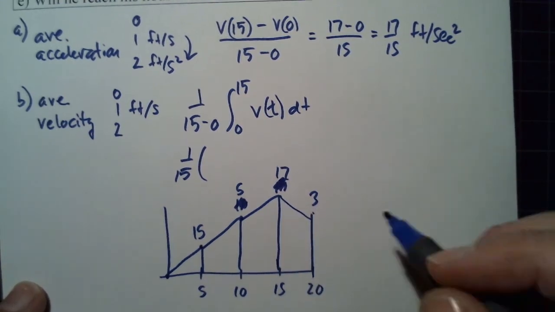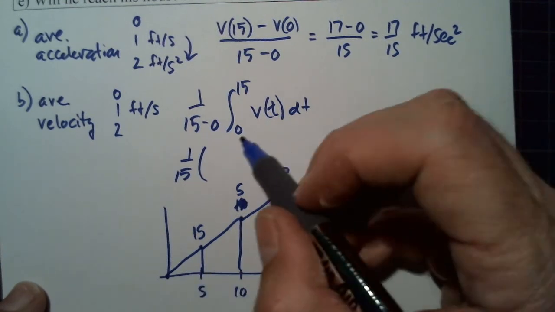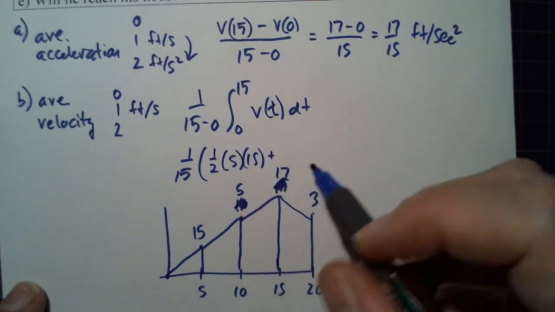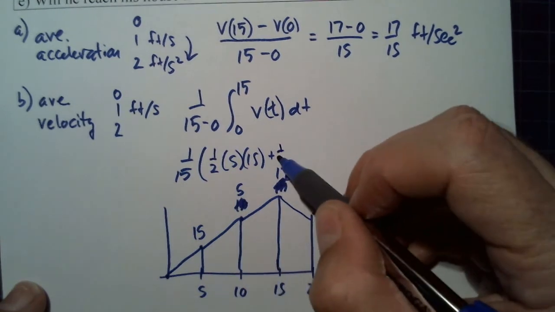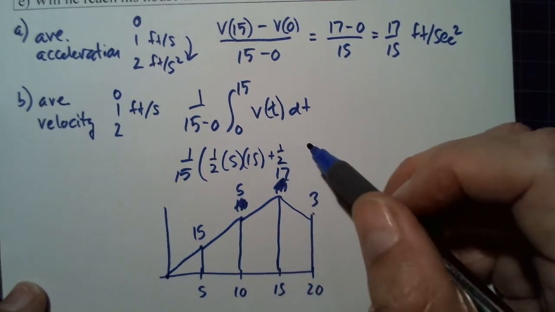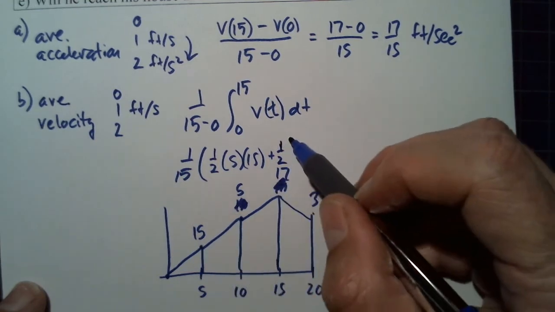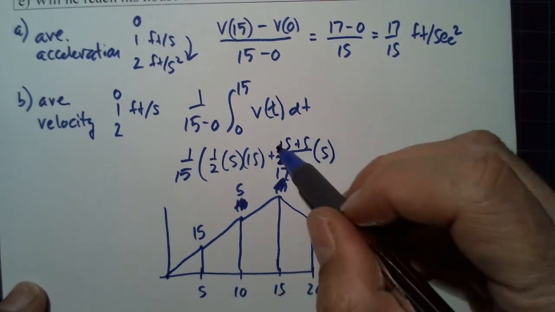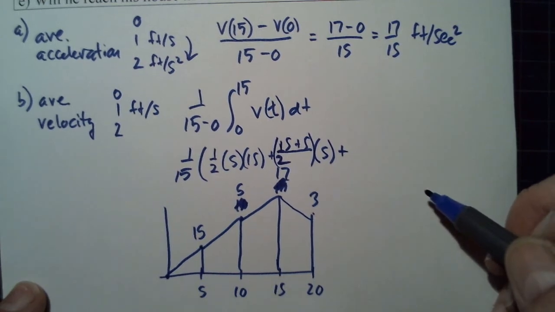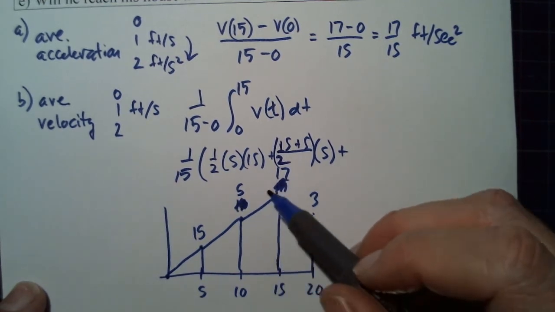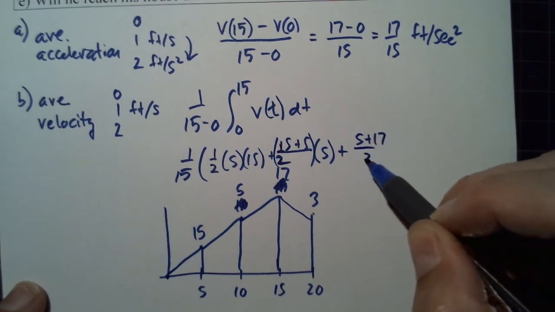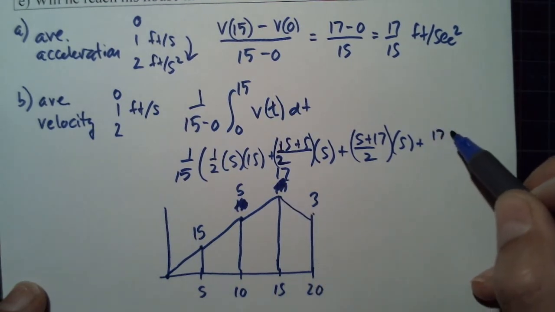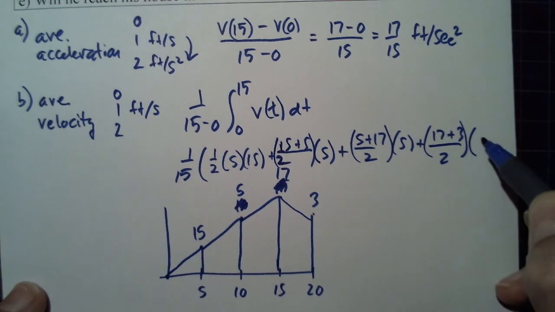Alright, so that means we need the area of this triangle. 1/2, base is 5, height is 15. Then we're going to do this trapezoid, which is 1/2 times 15 plus 5 over 2 times the base, which is 5. Okay, then this area will be 5 plus 17 over 2 times the base, which is 5. And then we have 17 plus 3 over 2 times the base, which is 5.